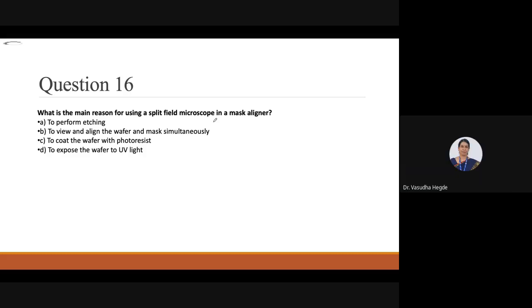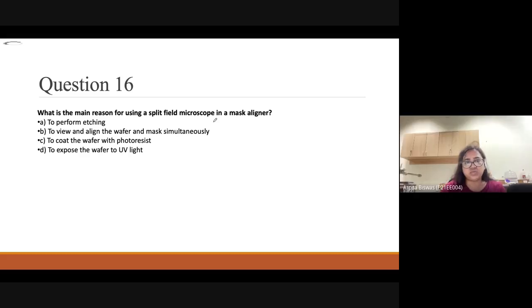Mask aligner cannot perform etching. The split field microscope in a mask aligner can neither coat nor expose the wafer to the UV light. It's only for the alignment, so it has to be B. Yes, the right option is B.